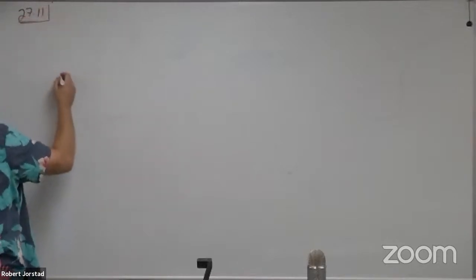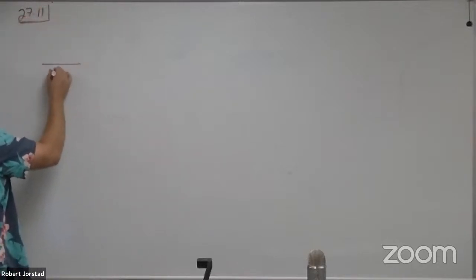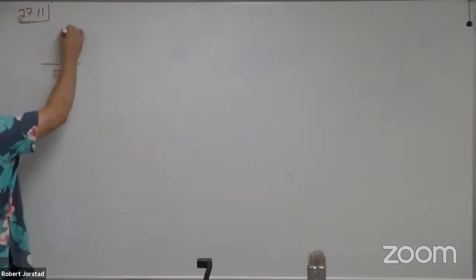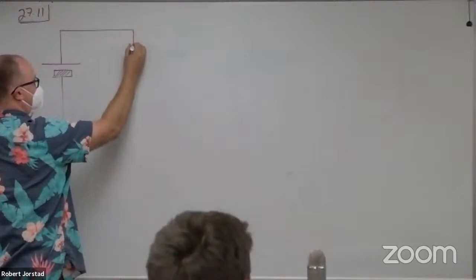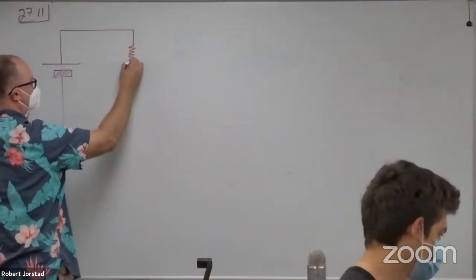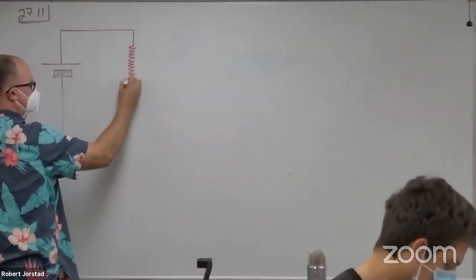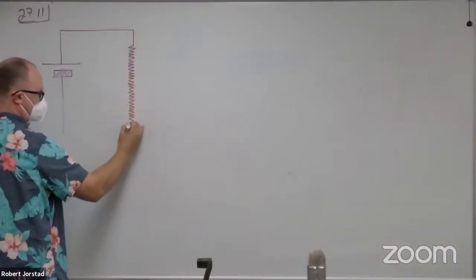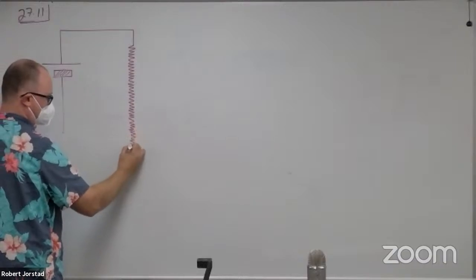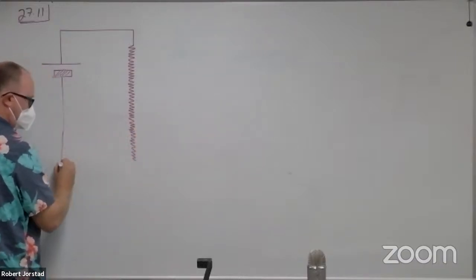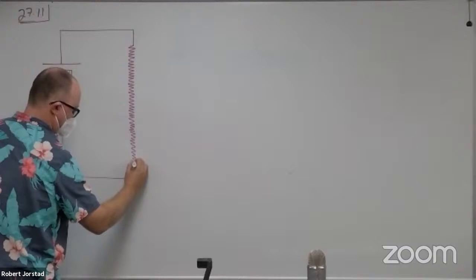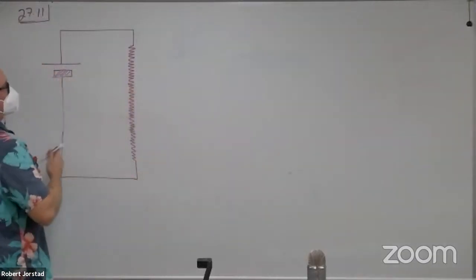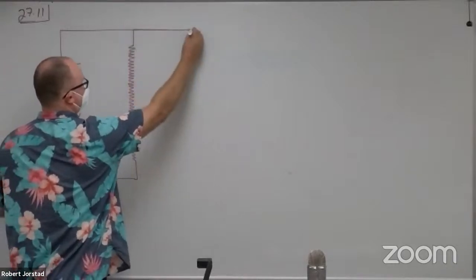27.11. There's a battery here. Then we've got this long skinny wire. You can literally see it. It's like the lab we did last week. The only difference is the long skinny wire is wrapped around a piece of ceramic. And in addition to that, the top layer of the wire allows for electrical contact.